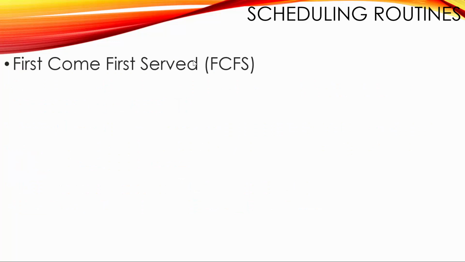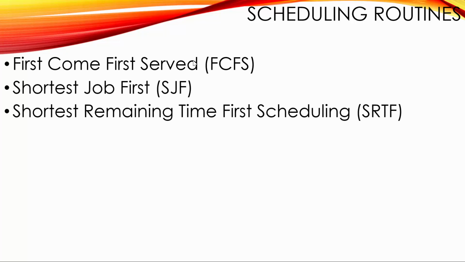There are 3 scheduling algorithms or routines that you need to know. These can be in any order. There's no special order here. First come, first served, shortest job first, and shortest remaining time first scheduling. So those are the abbreviations. We're going to talk about each of these and look at examples.